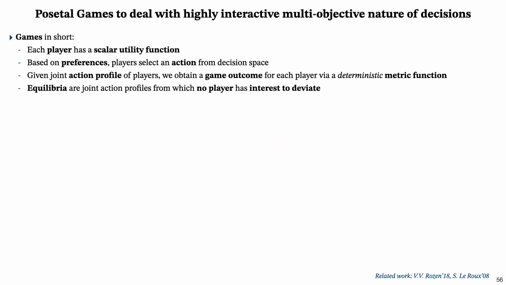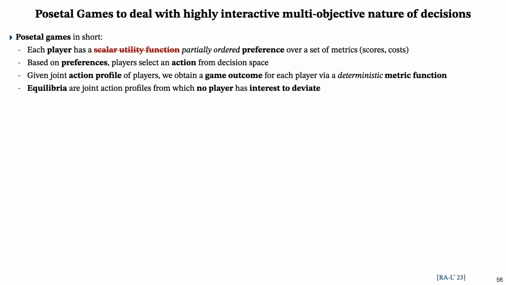So the first step towards co-design, making co-design a game theoretic concept, was to take a classic notion of a game where each player has a scalar utility function. Based on the preferences, players select an action. Based on the joint action profile, you see what happens in the game, and then you start to study equilibrium and so on. We just switched this first assumption of a scalar utility function and had a partially ordered preference. That's the only thing we changed.